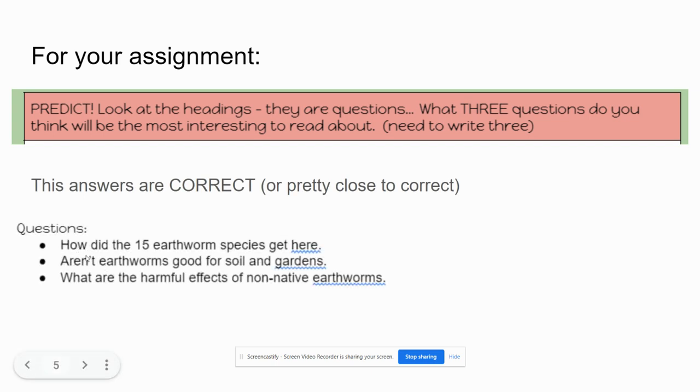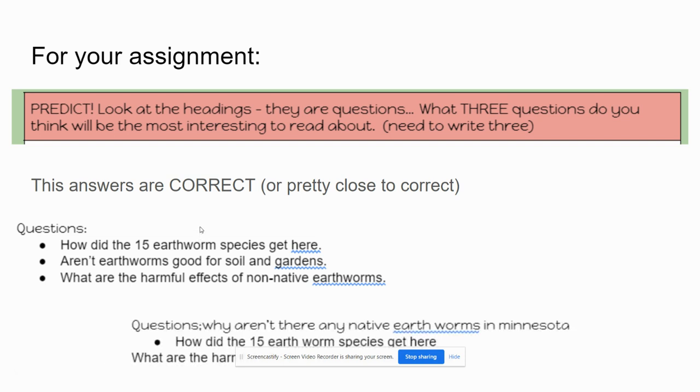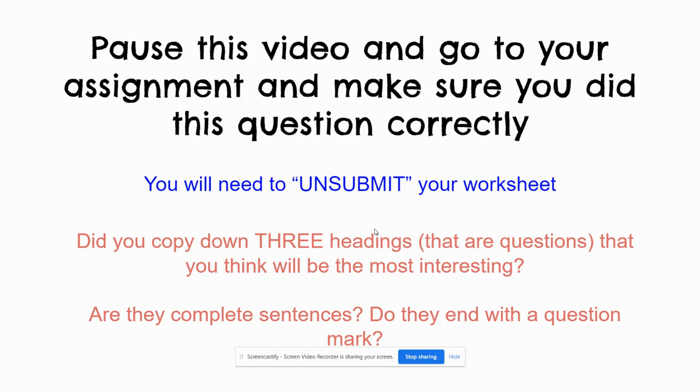This person put down three questions. They didn't end them with question marks, but those are three questions that are in the text. Same with this person. The formatting got a little bit weird, but those are three questions. Again, both of these answers would be better if they had question marks on the end. So that is the headings part.